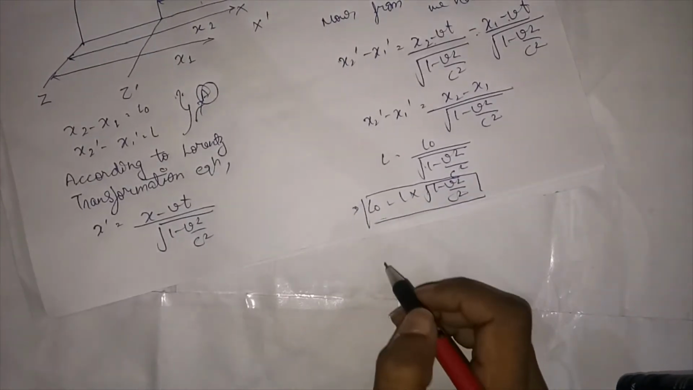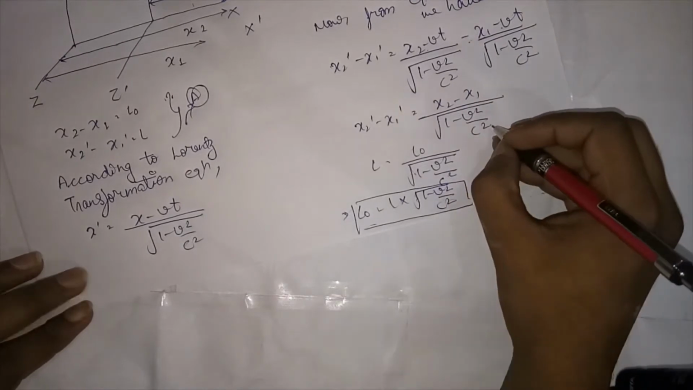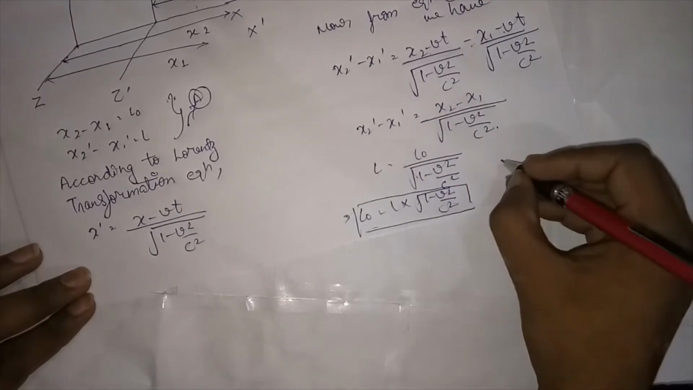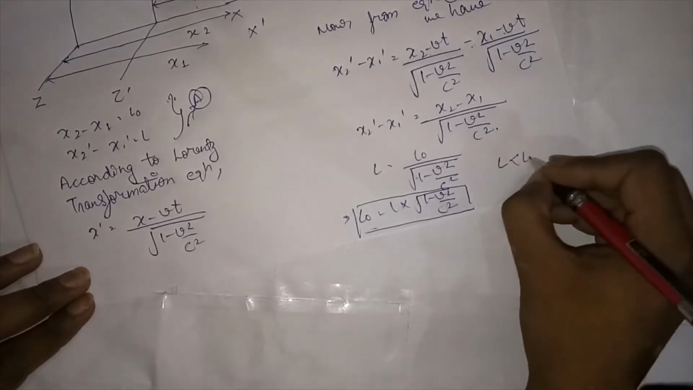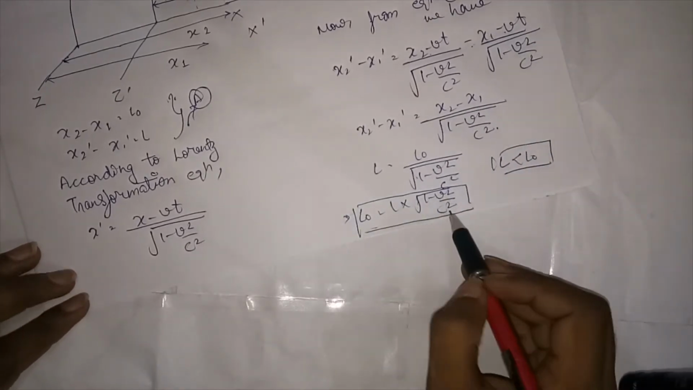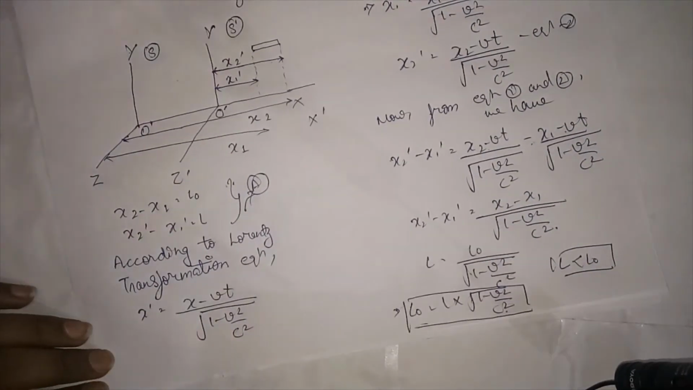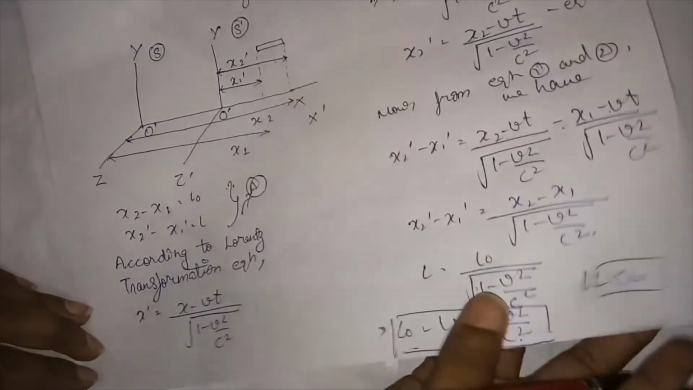So after deriving this formula, what we get is that L is smaller than L0 by a factor of under root 1 minus v square upon c square. And now moving forward to time dilation.